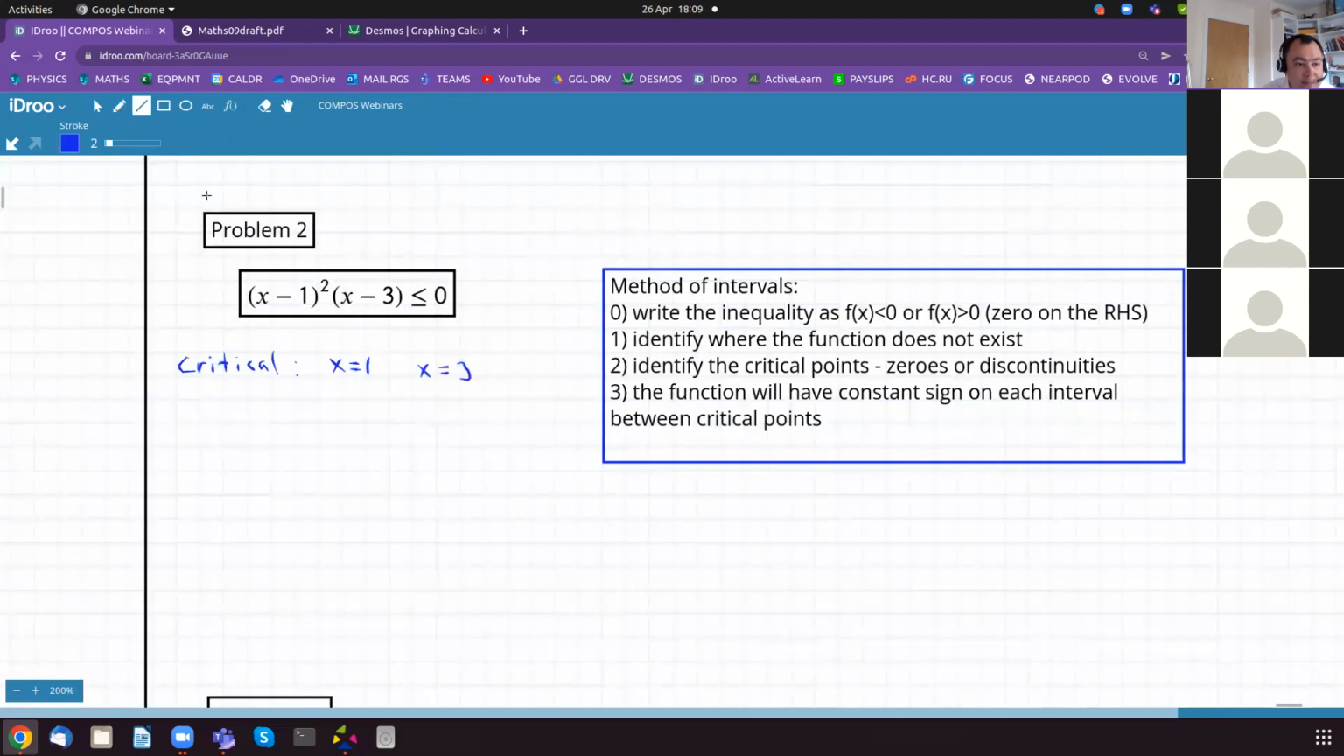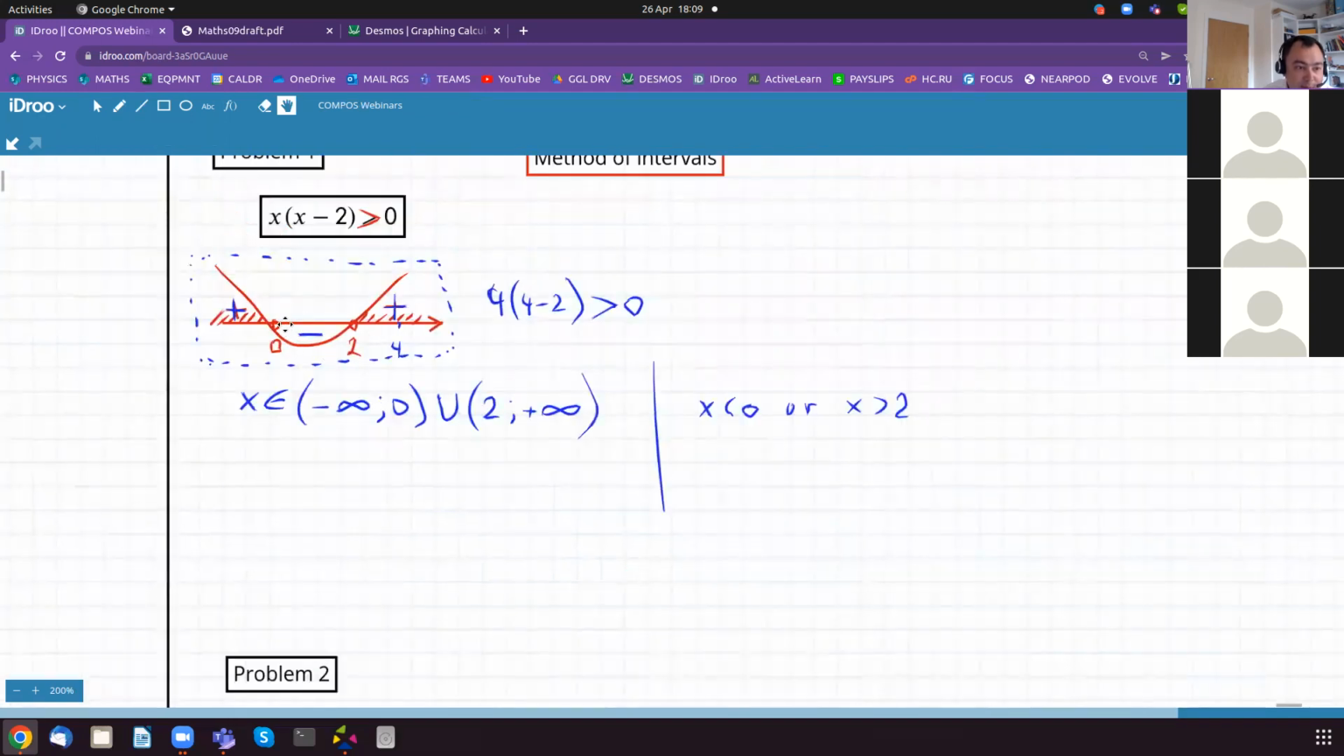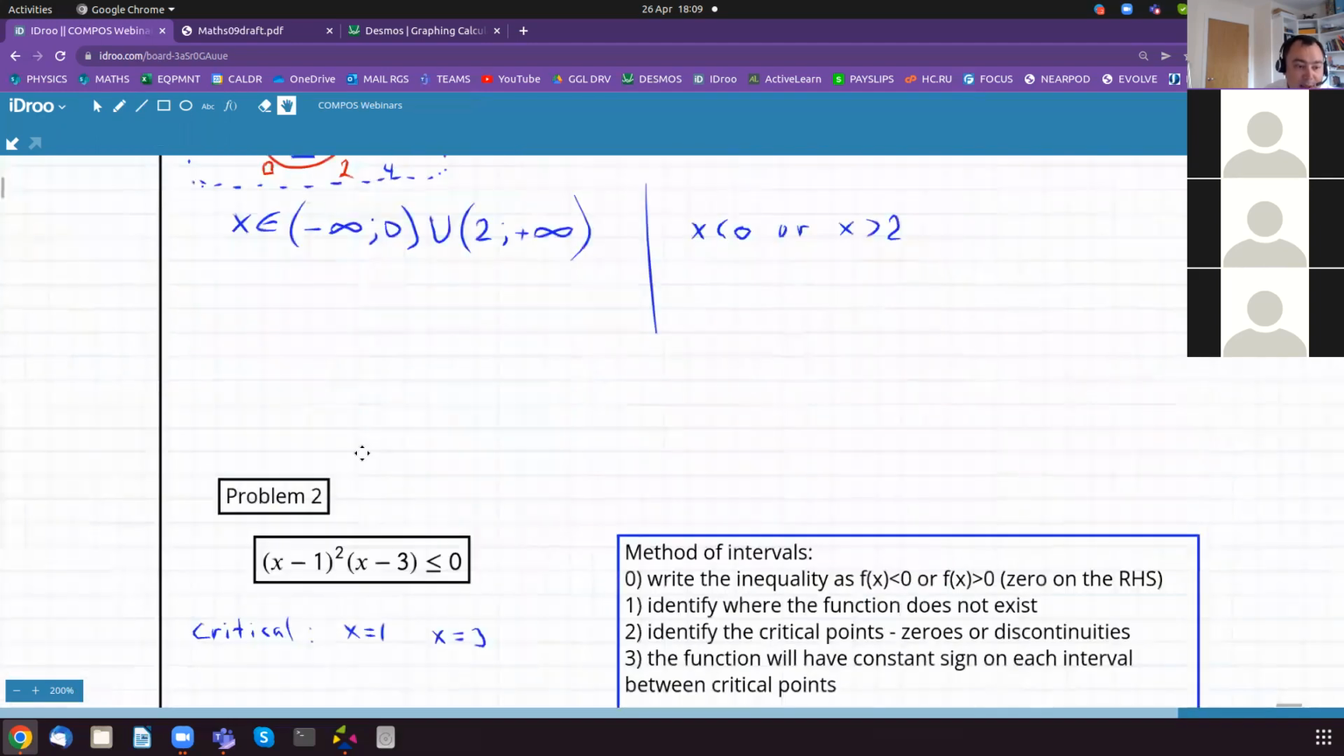So I'm going to draw them. Now, this is the x-axis. So I put 1. Now, this is x less than or equal to 0, therefore, the points will be shaded. x equals 1 and x equals 3. Now, in the previous example, I used non-shaded points, circles, and here I have shaded circles.